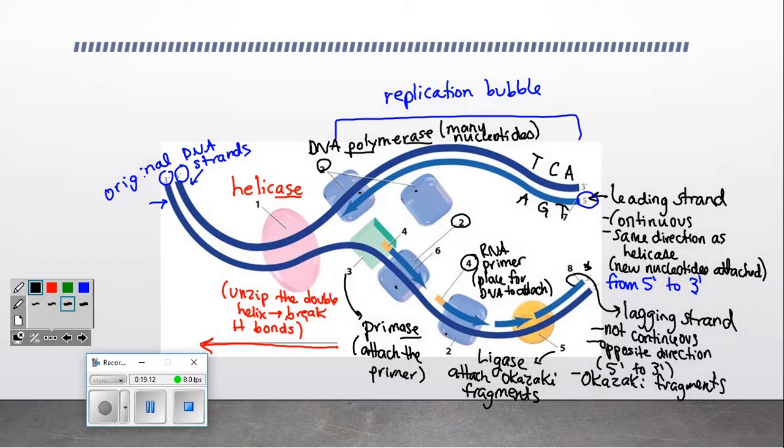The Okazaki fragments are the little pieces, each of these little blue segments that make up the lagging strand. So the lagging strand would be this whole section. Each little piece would be an Okazaki fragment.